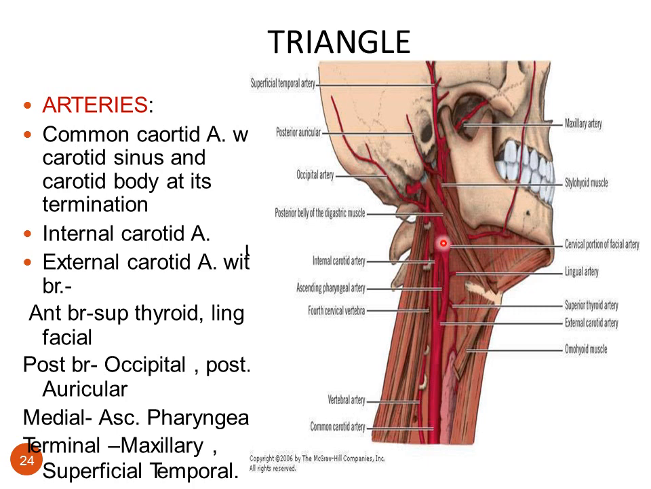Let us look at the contents of the carotid triangle. There are several important contents in the carotid triangle. Common carotid artery with carotid sinus and carotid body at its termination. So the common carotid artery, at its termination you see carotid sinus and carotid body.